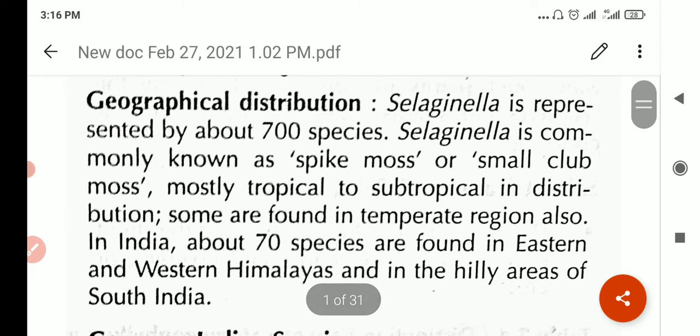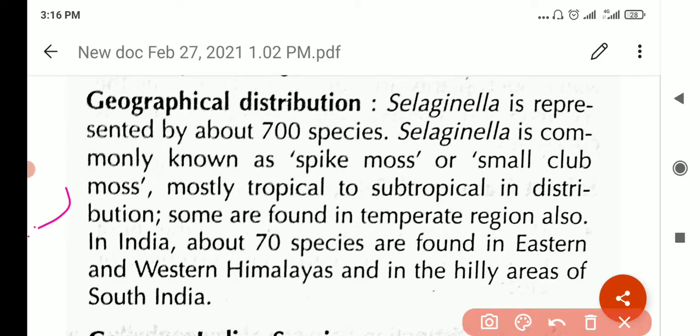Let me say again. Worldwide, there are around 700 species. In India, we have 70 species. So they are found in the warm, that is tropical and subtropical. Some are also in the temperate regions. And in India, we find them in the western and eastern Himalayas and South India hills.